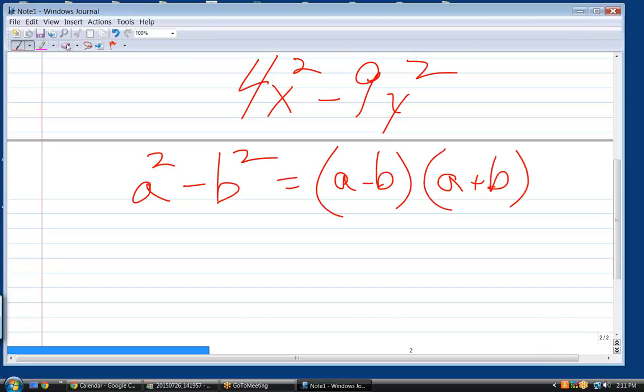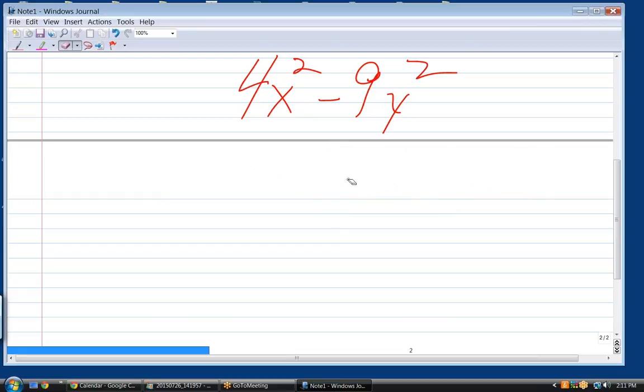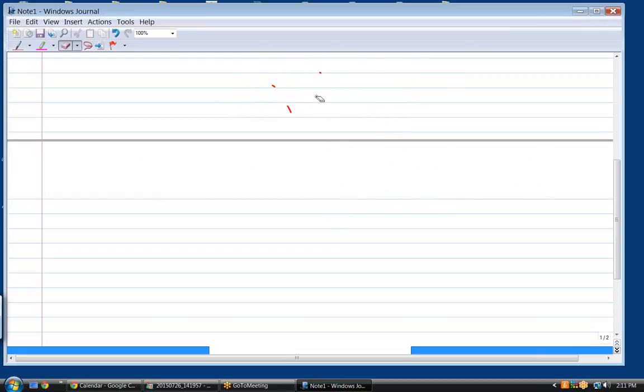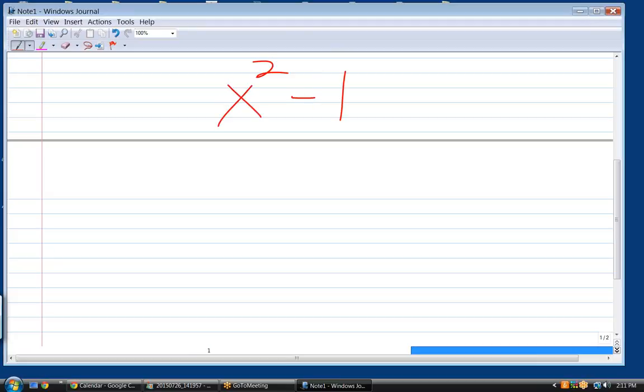Okay? Now, the one that a lot of people don't recognize when they're looking at it is this one. How's that factor? It would be x minus 1 and the next one would be x plus 1. Yeah, 1 is a perfect square. So I can apply it because that's a perfect square. Okay, so that's greatest common factor, difference of perfect squares.